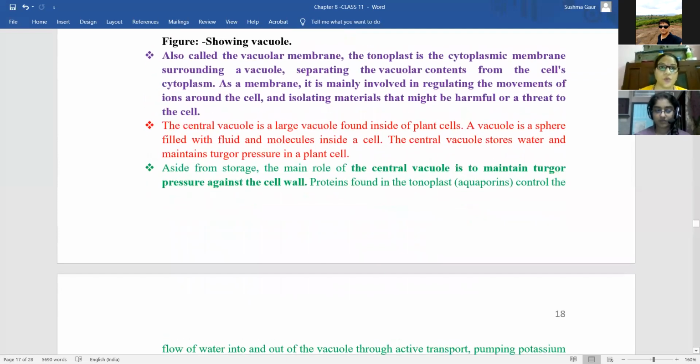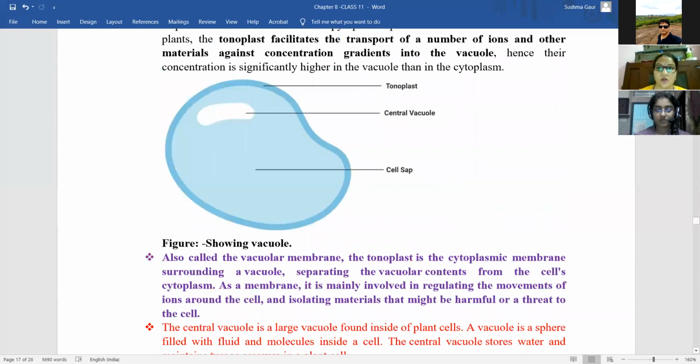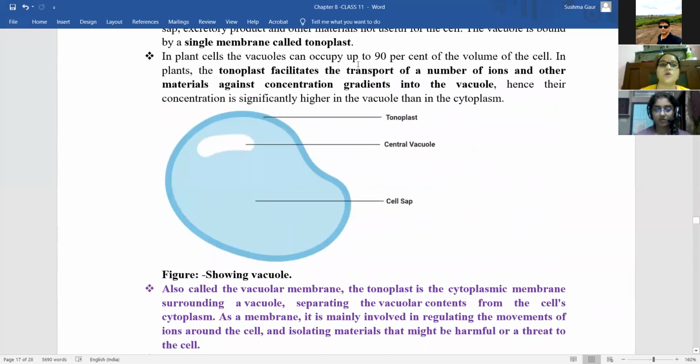So this is the structure of vacuole. The membrane of the vacuole is known as tonoplast, okay? In plant cells, these vacuoles can occupy about 90% of the volume of the cell. What is the function of this tonoplast in plants? It facilitates the transport of a number of ions and other material against the concentration gradient into vacuole.